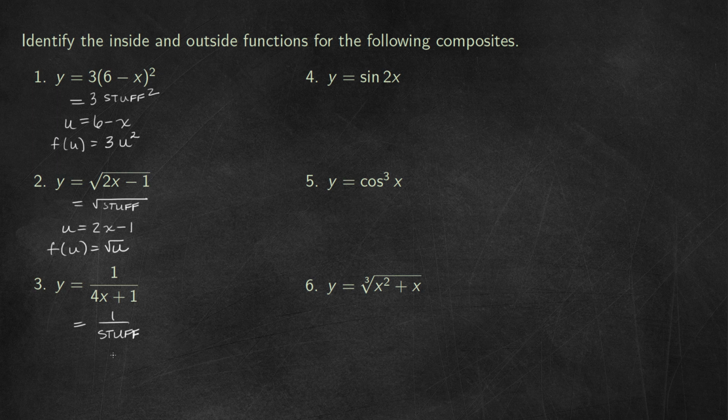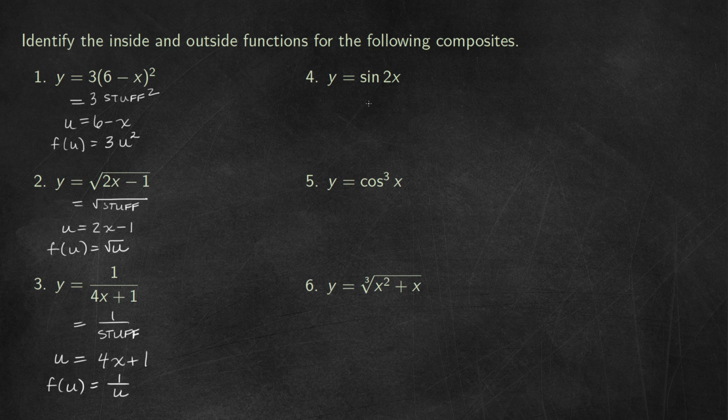For this problem, we're just trying to identify what's the inside, what's the outside. So my u, my inside function, is the stuff. That's the 4x plus 1. And my outside function, f of u, that's the 1 over stuff. So 1 over u.